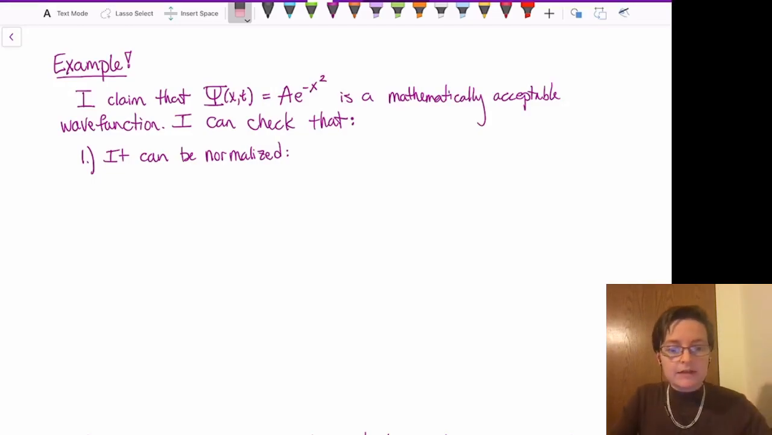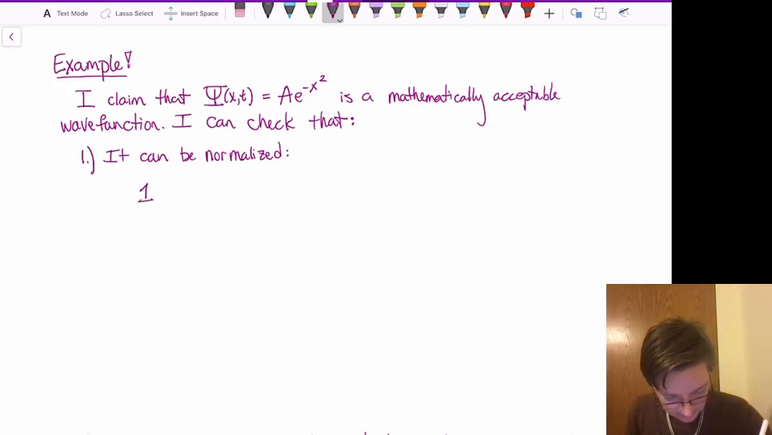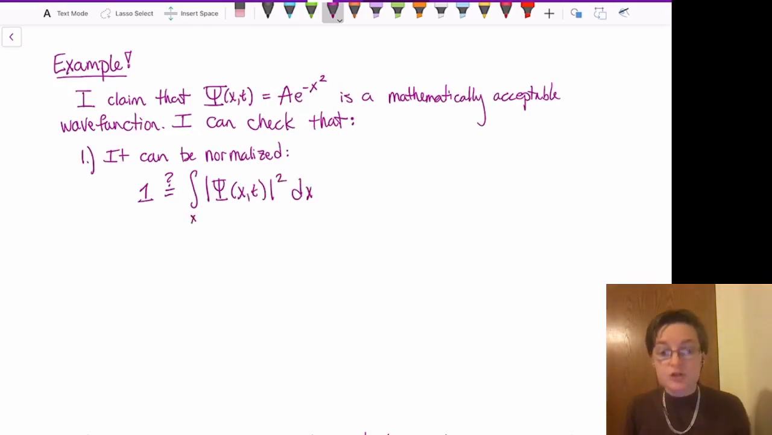All right, so let's start this example of thinking about normalization of the wave function by writing down our definition of the normalization condition. That'll be a good place to start. So if this function can be normalized, then the integral of the wave function squared dx over all space should be equal to 1.